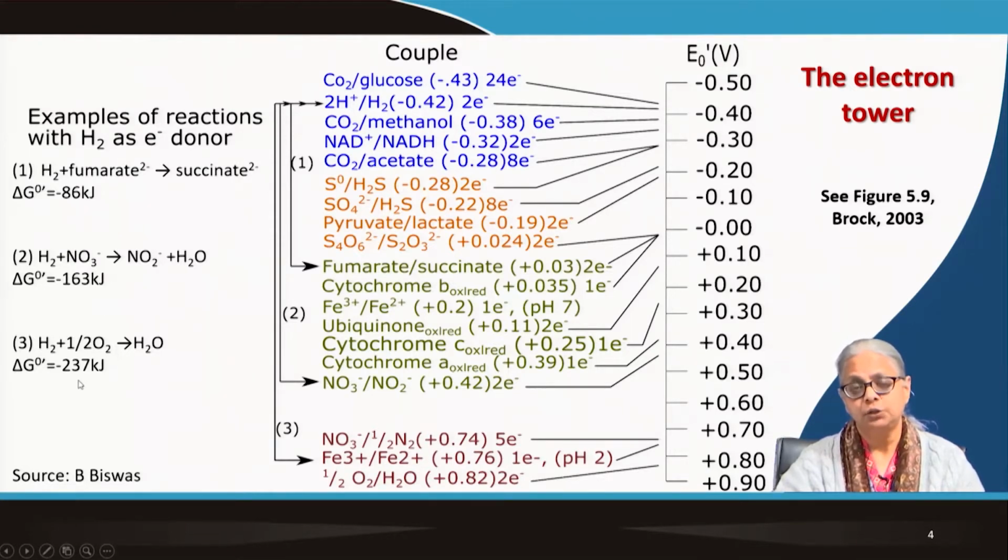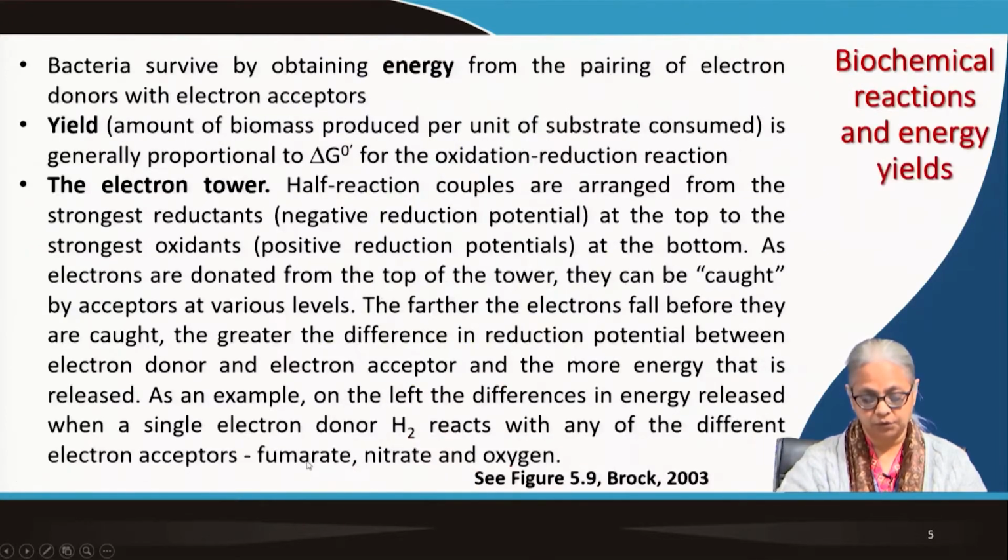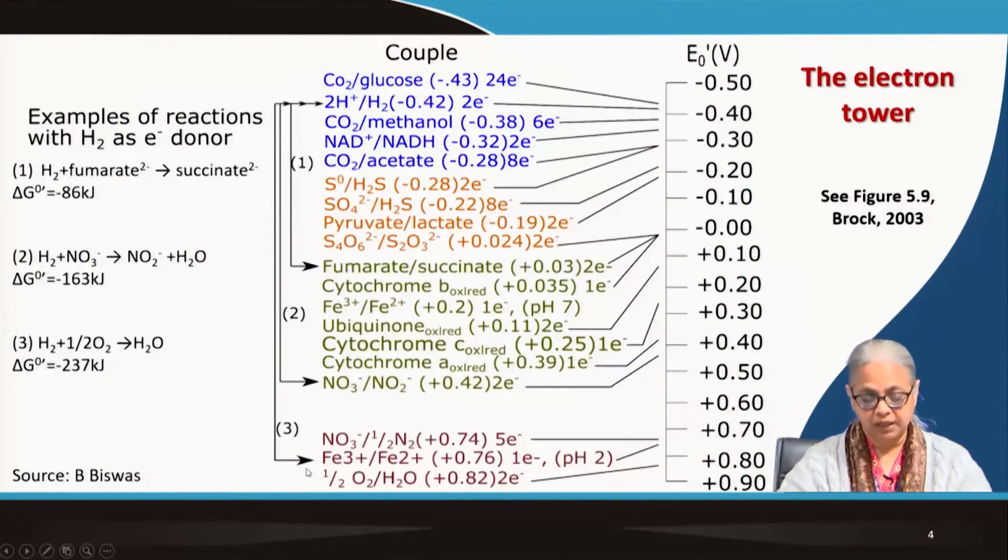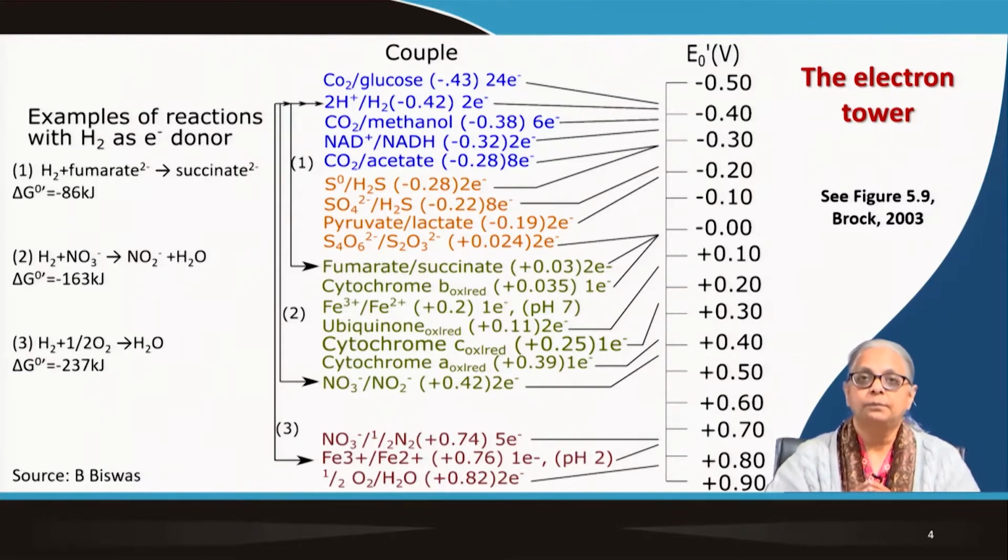And finally you have the combination of hydrogen with oxygen going to water, and that is the second reaction going all the way down. The arrow is not correct here. The arrow goes further down to the last reaction, and that releases minus 237 kilojoules. Now these are examples of the two half reactions being combined to release a lot of energy.